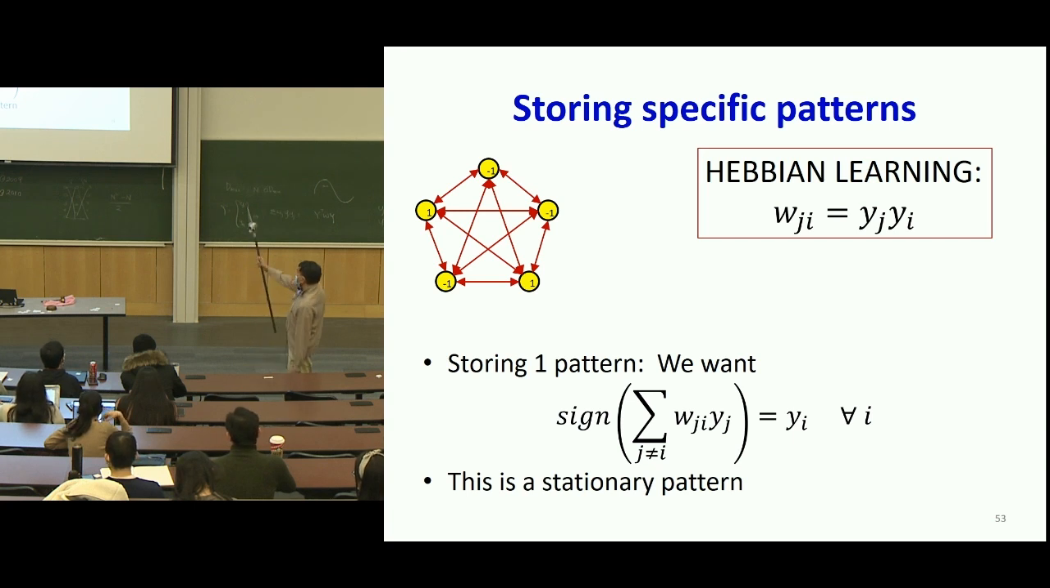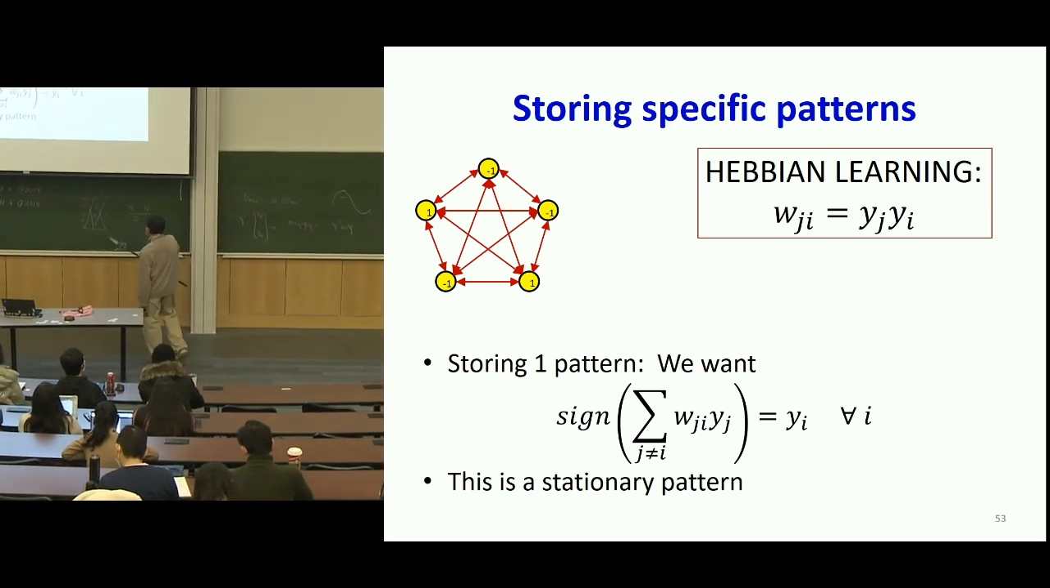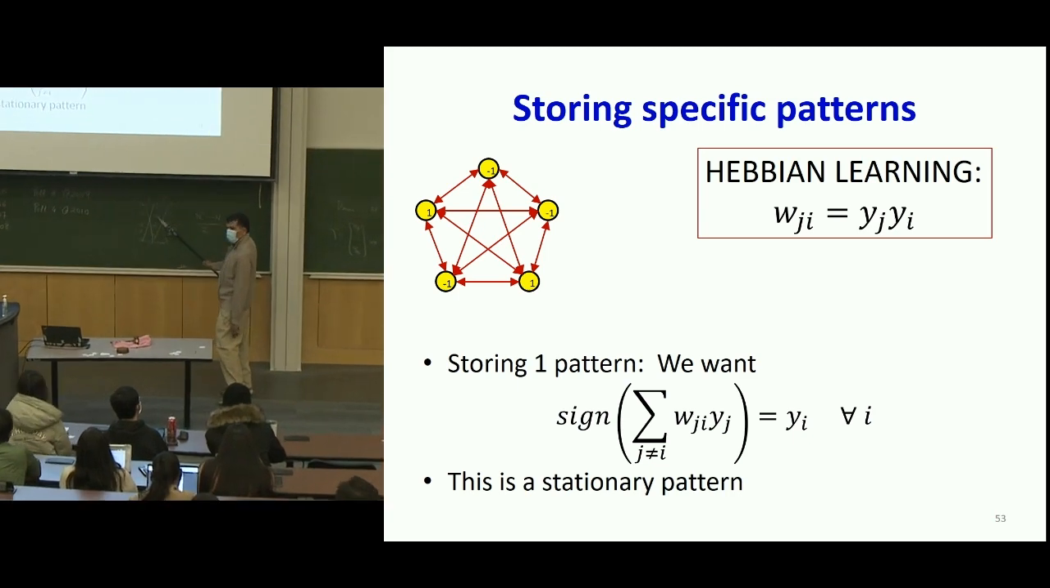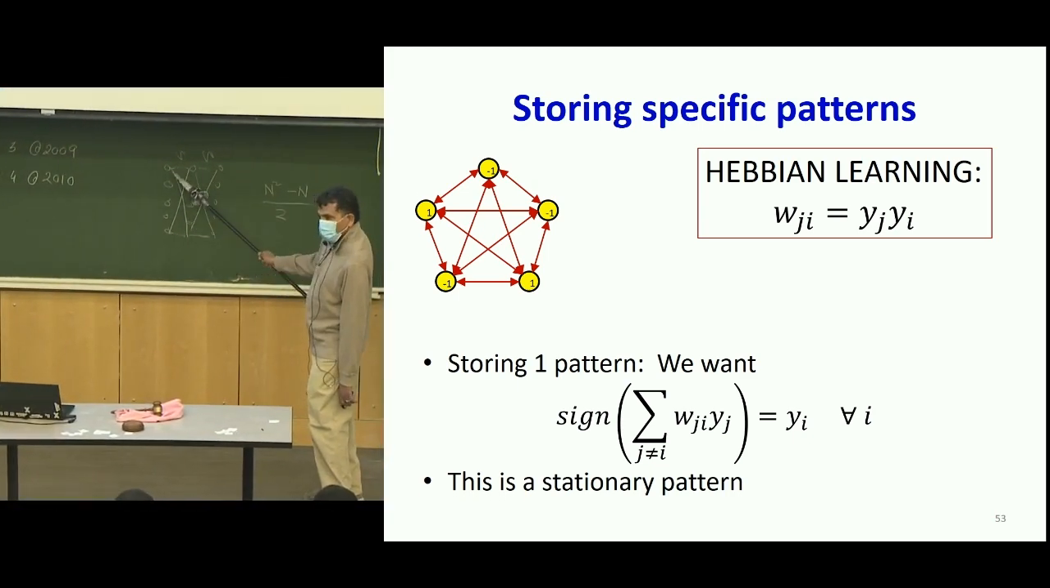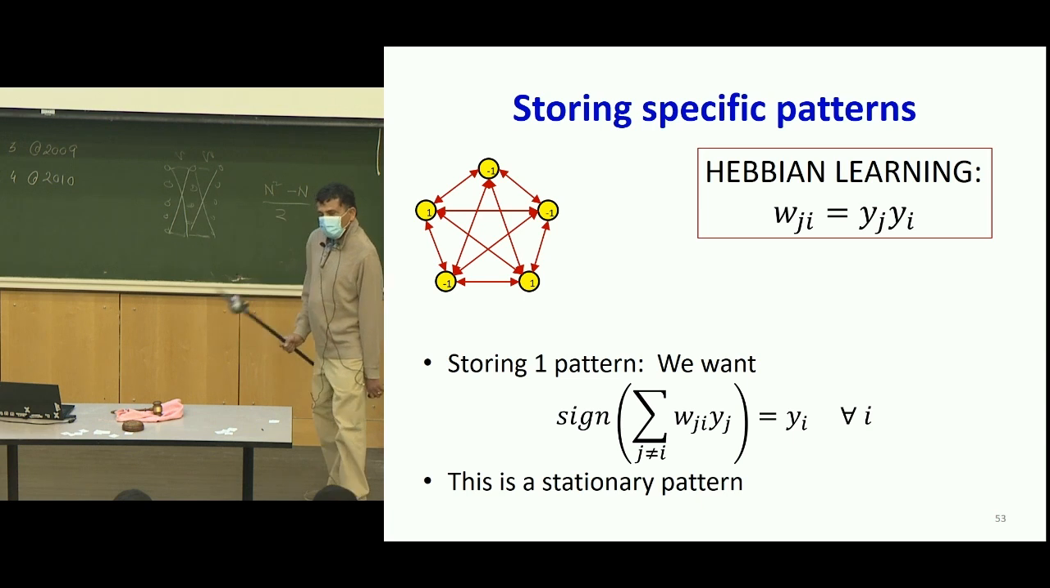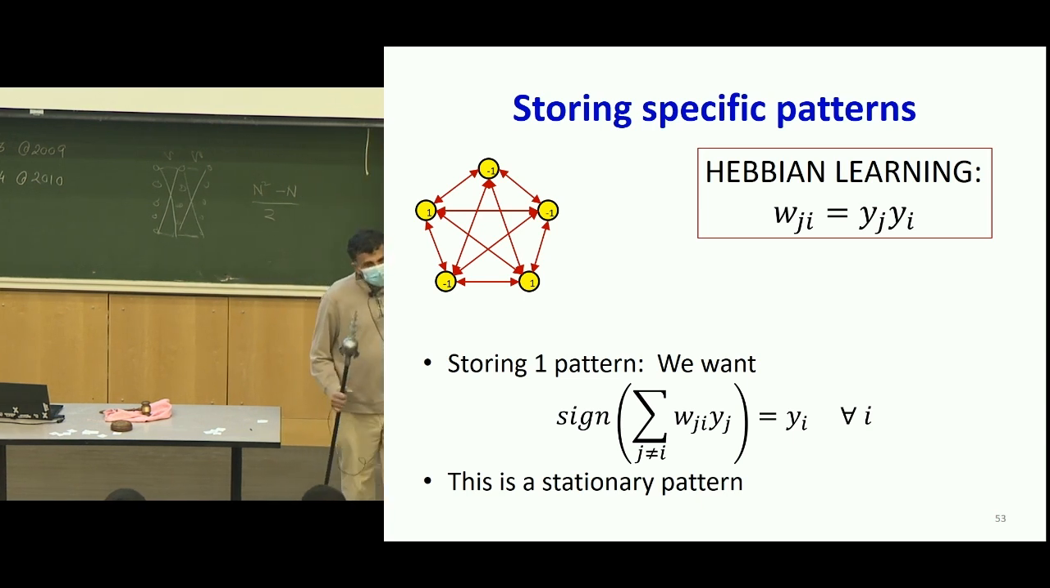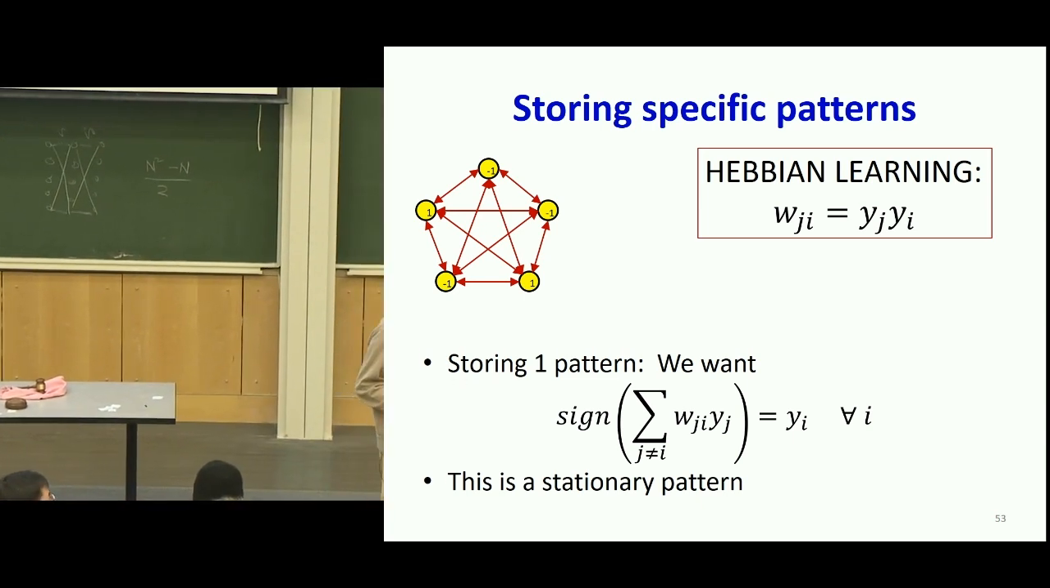And so what we can do is just say w_ji equals y_j y_i. So if you have a target pattern, I can just set the pattern over here. And I know each neuron influences every other neuron. And if I want this to be stable, I'm going to say the weight between this neuron and this one, which is this guy here, is going to be the product of these two bits. That's it. That's my standard, simple Hebbian learning rule.